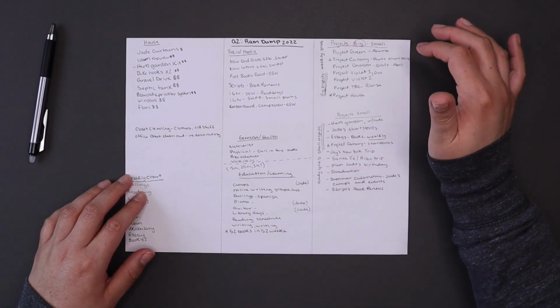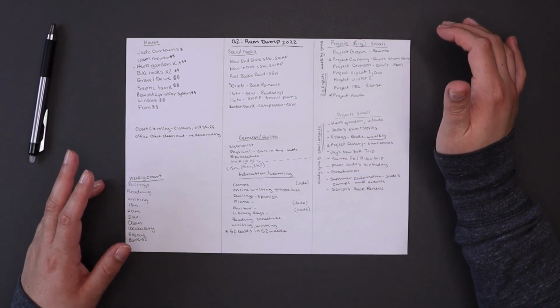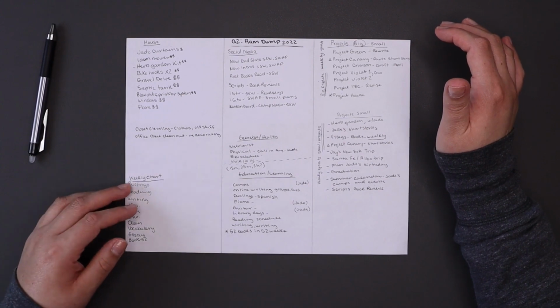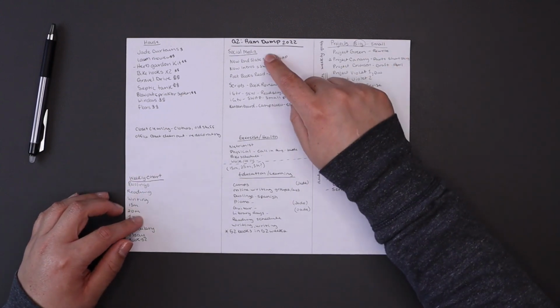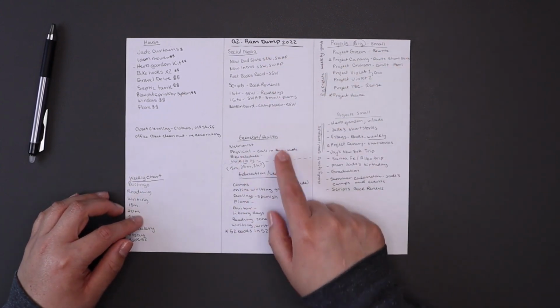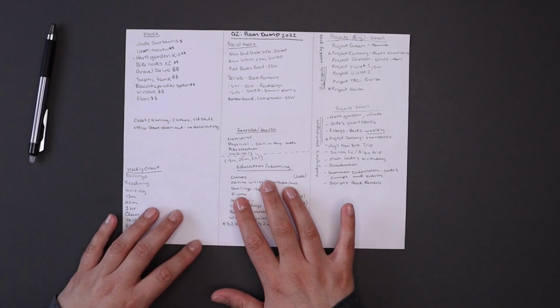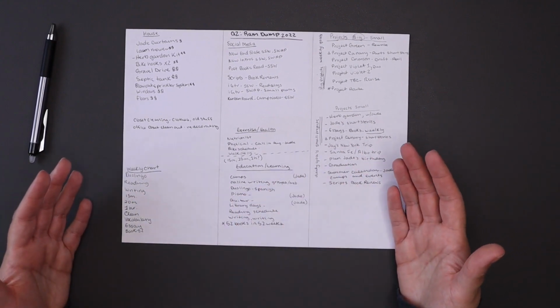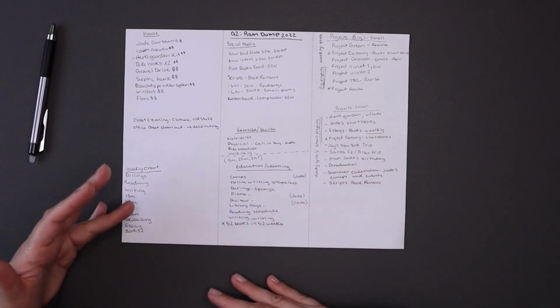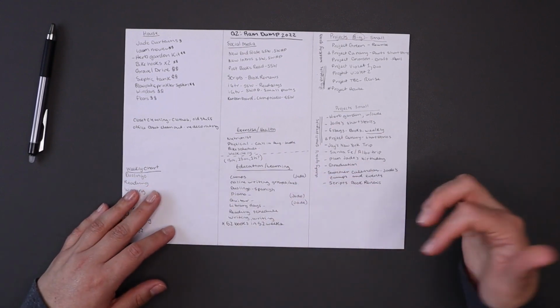I'm definitely at this point going to make a couple of different kinds so that you guys can choose which one you like the best. I have social media here, exercise and health, and then we have education and learning. And I've kind of broken it down into stuff for Jade, stuff for myself, and then some of these things are for both of us.